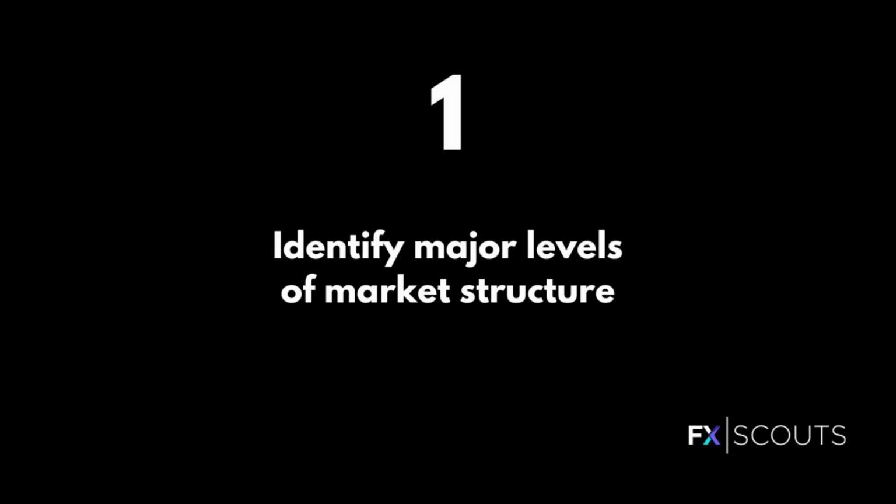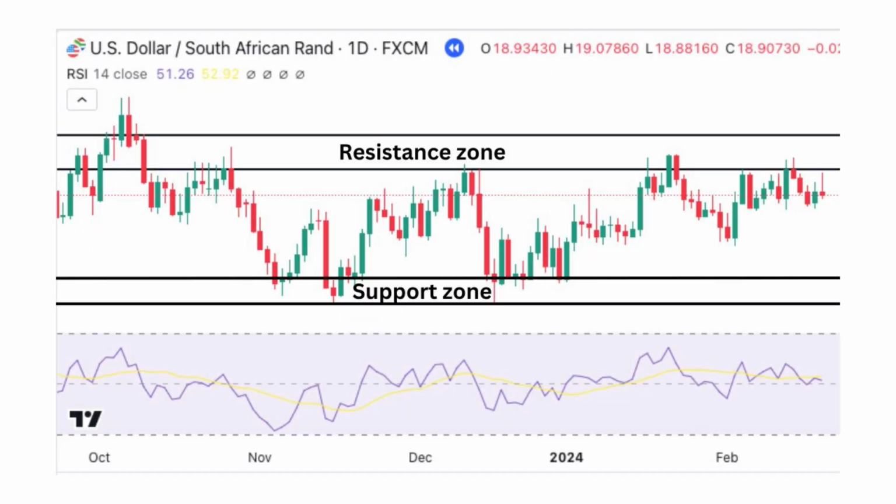So firstly, you want to identify major levels of market structure or major levels of support and resistance. If, for example, you're trading on the 4-hour time frame, like I like to trade on, you might go to the daily chart and look for higher levels of market structure. So I'll look at the daily chart to identify significant support and resistance levels, and then I'll draw those on.